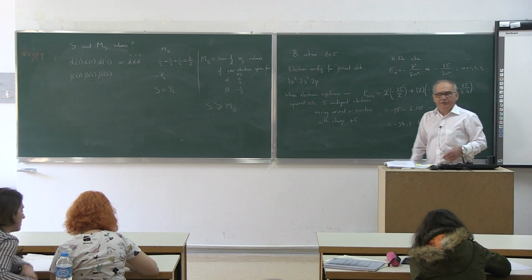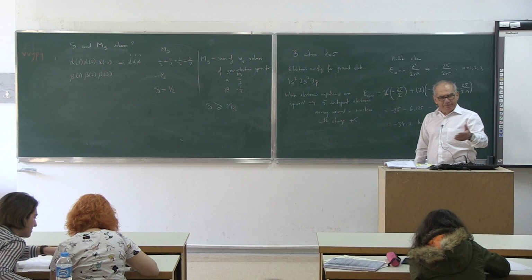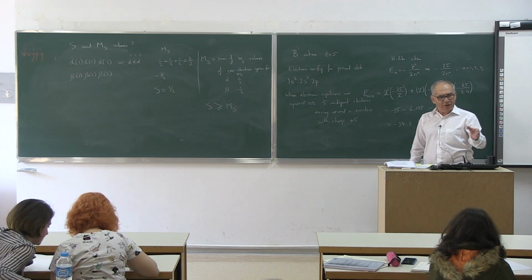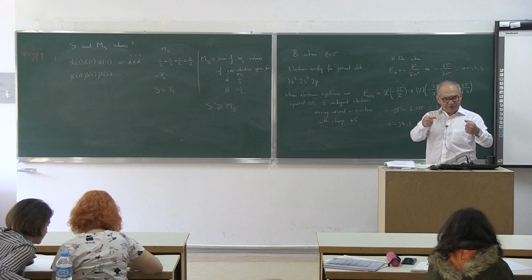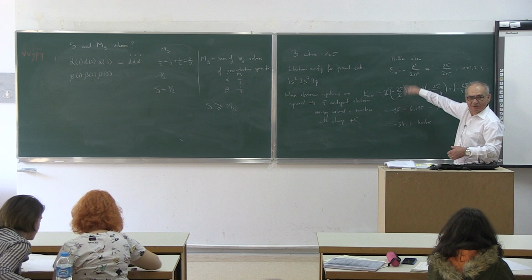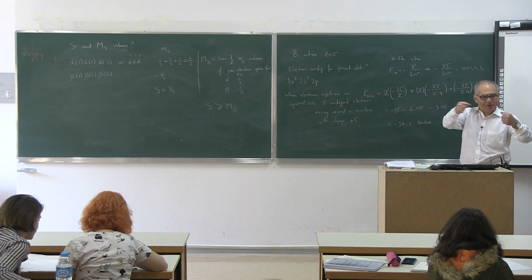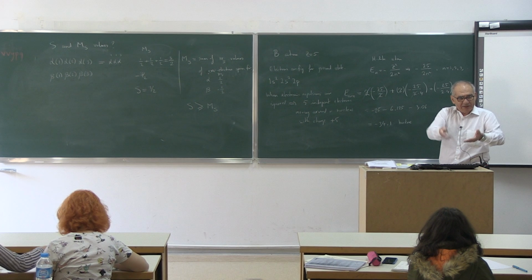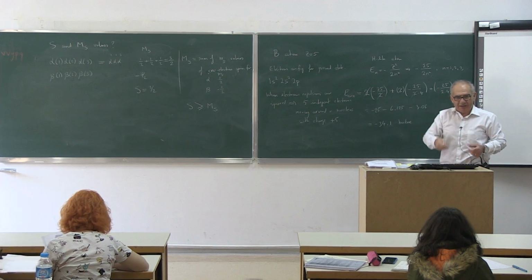This is the total energy of the 5 electrons when we ignore electron-electron repulsions. Of course, the true energy will be much larger than this one because electron-electron repulsions will contribute positively. They will increase the energy.